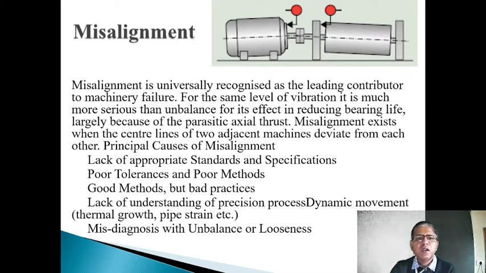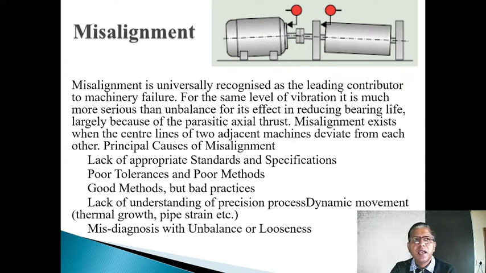Misalignment: whenever two shafts are transmitting power from one side to another side, these shafts have to be aligned within the tolerances. But because of different reasons, because of installation errors, because of looseness in the foundation, or because of the soft foot of the machine, this alignment gets disturbed, and because of that, the machine starts vibrating or generating noise. Such types of problems are called misalignments.